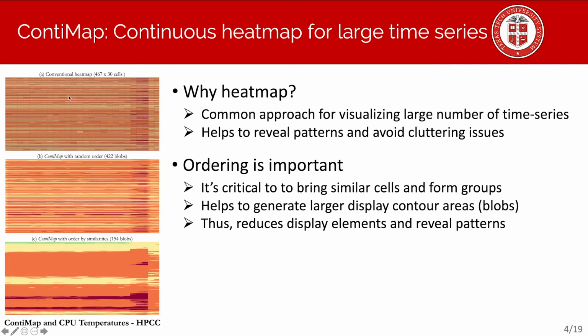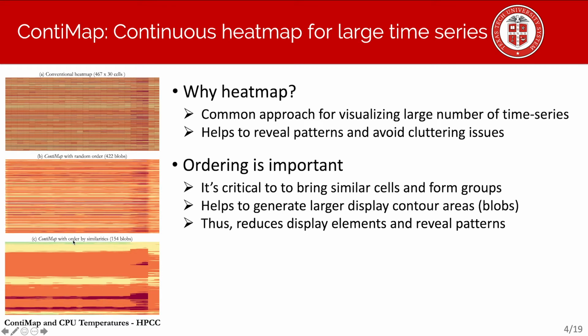For instance, we applied our ContiMap approach in visualizing CPU temperatures in our high-performance computing center. On top is the data visualized with the conventional approach with a large number of cells. The second one is the ContiMap with random order, or we don't have any order at all. If we use polygon areas to display, there are 422 blobs needed. It is smaller than the conventional one. However, the visualization quality is still not as good.